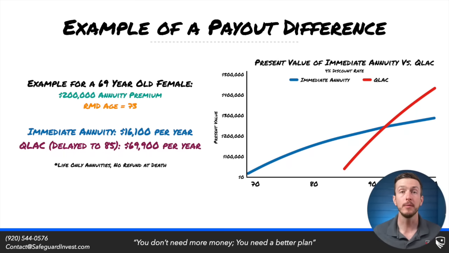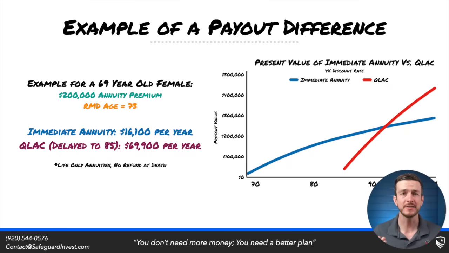In this example, we're going to be looking at a 69-year-old female whose starting RMD age is 73. Now, both a QLAC and immediate annuity retain the tax deferral feature, so there's no immediate tax consequence to buying either of these annuities. They effectively stay within your IRAs, and you are just subject to tax when you receive the income payouts. In each category, I've also chosen the second best contracts to compare, as I think they are more illustrative of the general market.